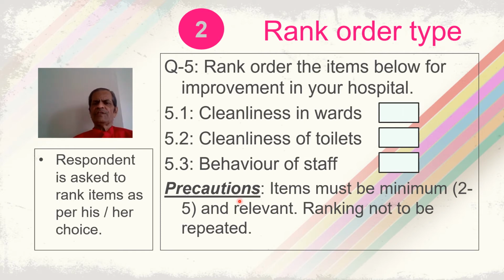The precaution in this type of question is that one has to keep the atoms to a minimum of 2 and a maximum of 5. The atoms should be more than 1 because the ranking will be irrelevant if there is only 1 atom. And if the atoms are above 5, then there will be confusion in the mind of the respondent as to how the ranking is to be given, and time will be wasted in ranking a question which has more than 5 atoms.